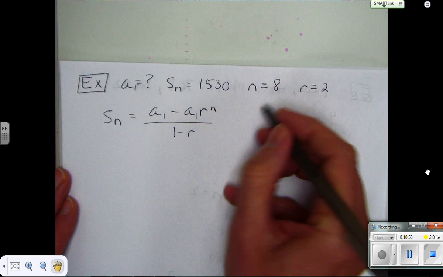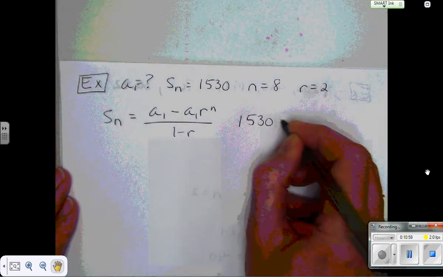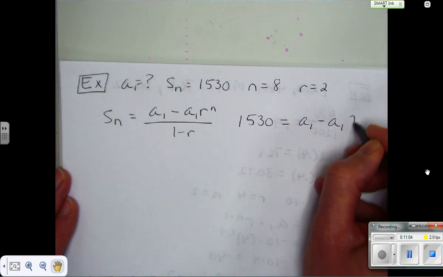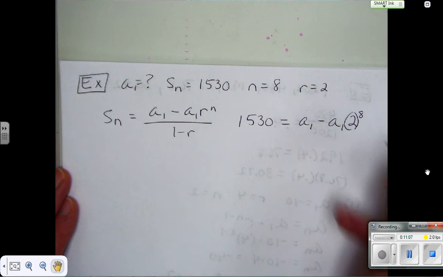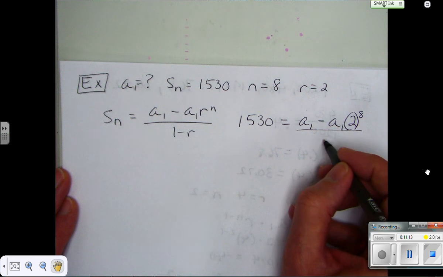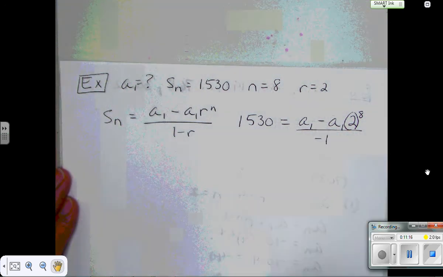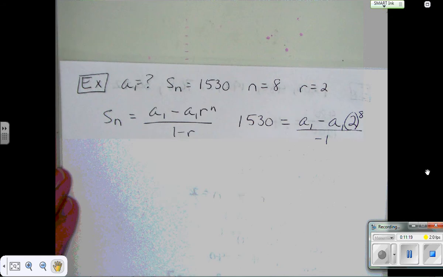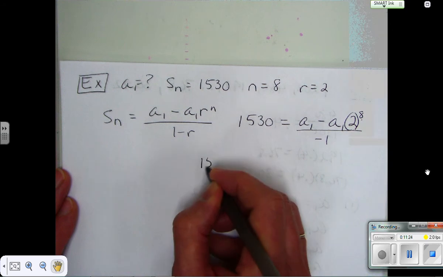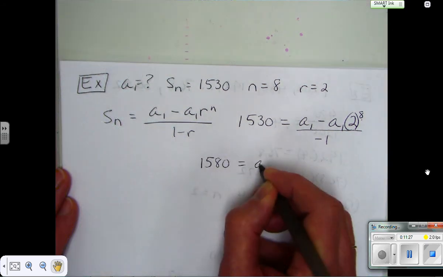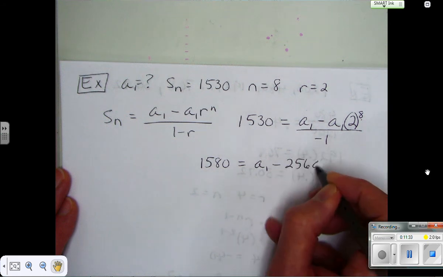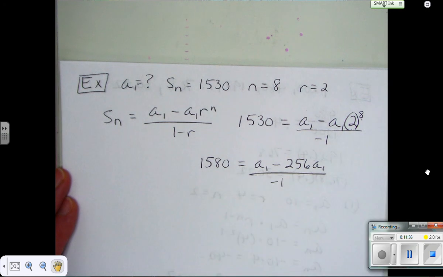Okay, my S sub n is 1,530. A sub 1 I'm going to solve for. R is 2, and n is 8, so it's to the 8th power. So that 8th power only applies to the 2. And that's all over 1 minus r, 1 minus 2, so that's going to give me a negative 1. So the first thing I want to do is take 2 to the 8th power. Do you guys know what 2 to the 8th power is? 256. Okay, so a sub 1 minus 256 a sub 1, divided by negative 1.